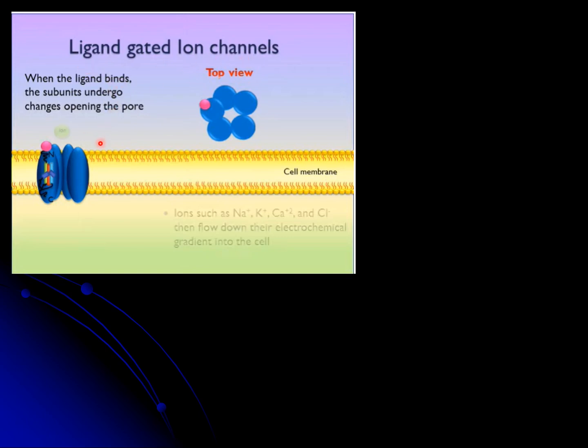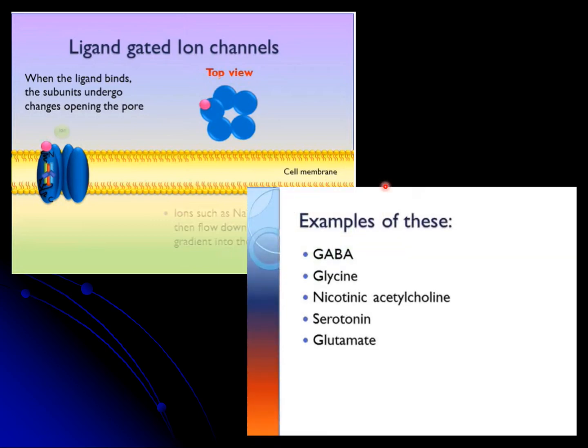It's pentameric in structure. 2 alpha, 2 beta, and a gamma unit is present. And remember one thing, students. Examples of these are GABA, glycine, nicotinic acetylcholine, serotonin, and glutamate. This type of receptor acts within milliseconds. So it has the fastest onset of action. Remember this. All right, this can be asked in an MCQ.